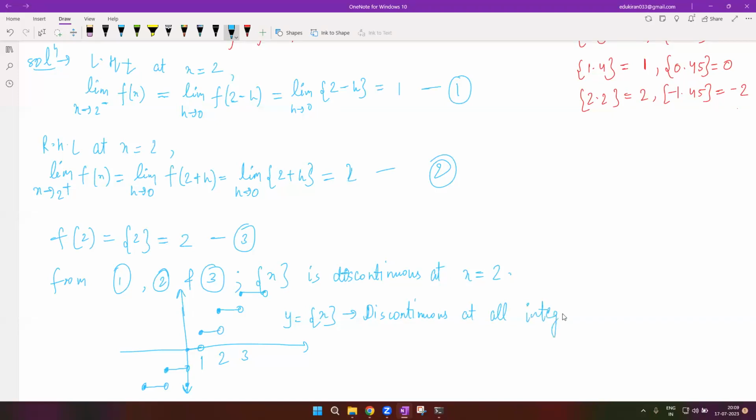Okay, so this was the last question of today's class. We need to solve 2-3 more questions to get over the continuity, and we will do that in the next class.